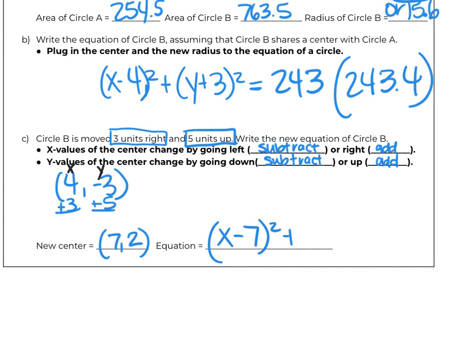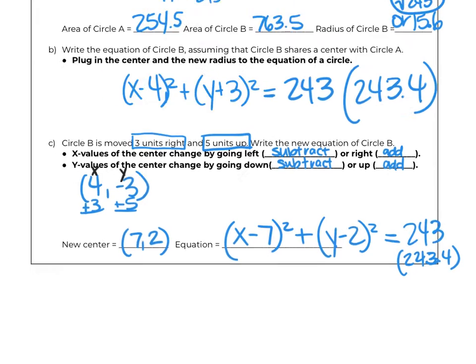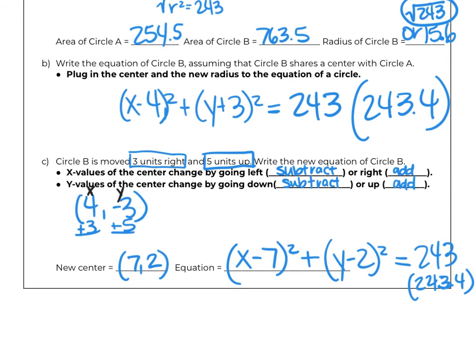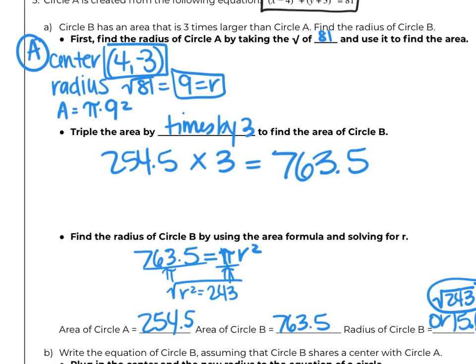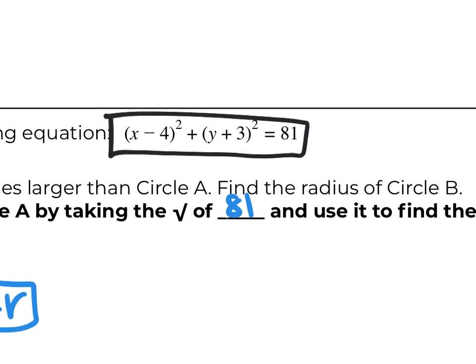-7 squared plus. And then the right side will be 243, or if you did the 15.6 squared, 243.4. Either one. Okay. Quick note on that. Make sure you find the center first. Do not do just where you add to this number, because it's the opposite of that. So make sure you find the center first.